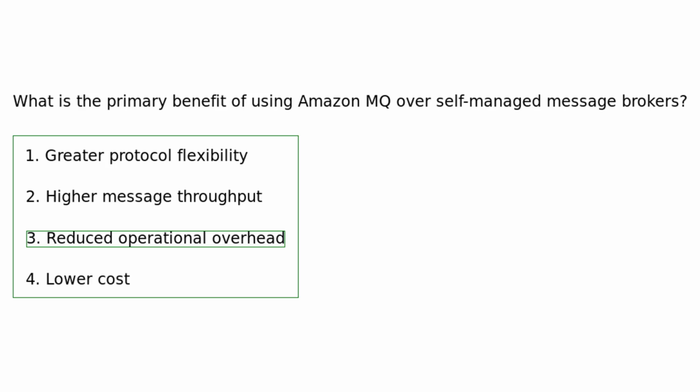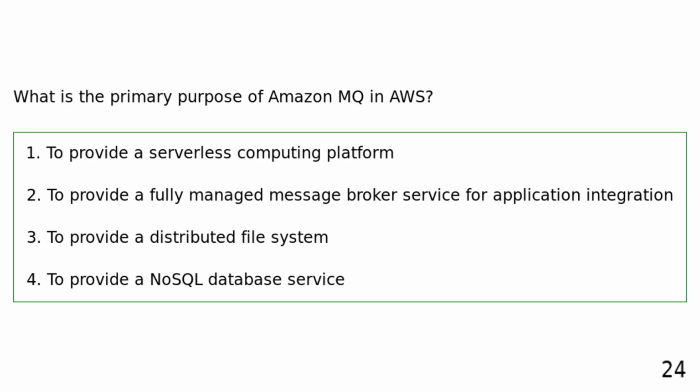message brokers. What is the primary purpose of Amazon MQ in AWS? To provide a serverless computing platform. To provide a fully managed message broker service for application integration. To provide a distributed file system. To provide a NoSQL database service.